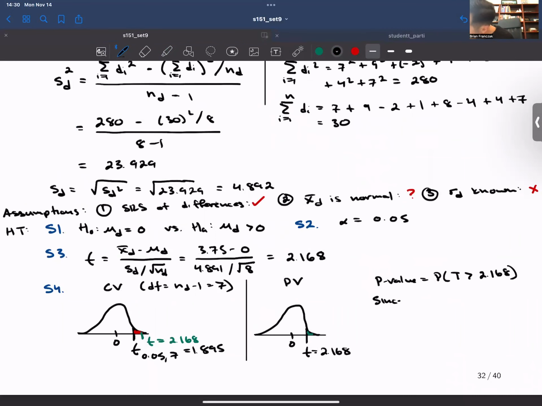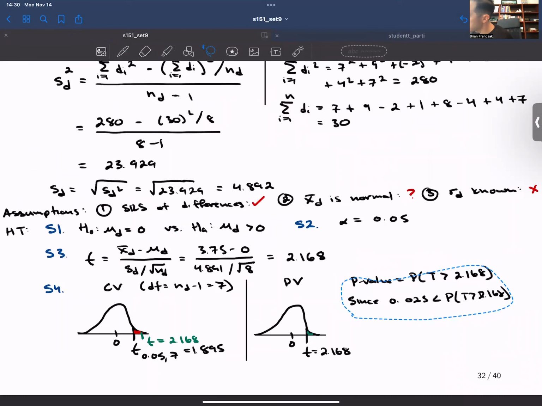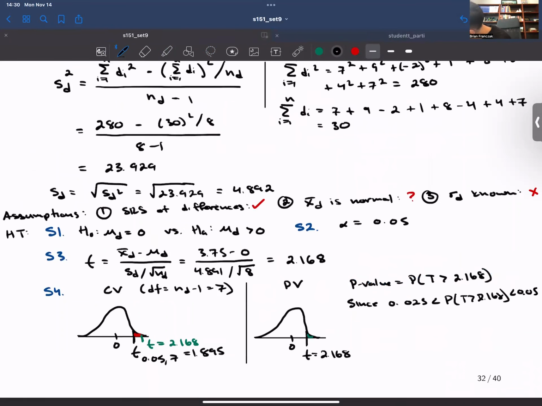So we have, since 0.025 is less than this probability, which is going to be less than 0.05, then 0.025 is less than the p-value is less than 0.05. All right. So hopefully, as you can see, outside of that setting up portion, this is exactly the same as a one sample t-test, right? All of these steps are analogous to what we saw in lecture set number 8. The only difference is recognizing that we are operating on those sets of differences, which we have to construct once we identify the data is paired.